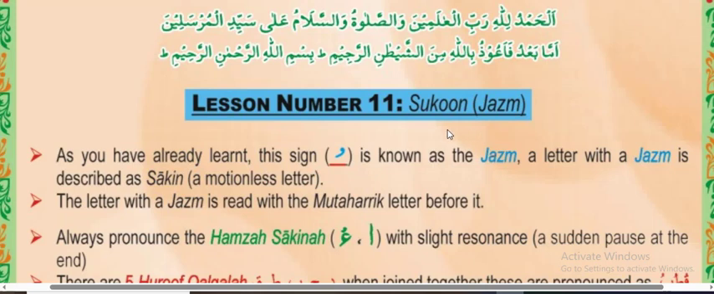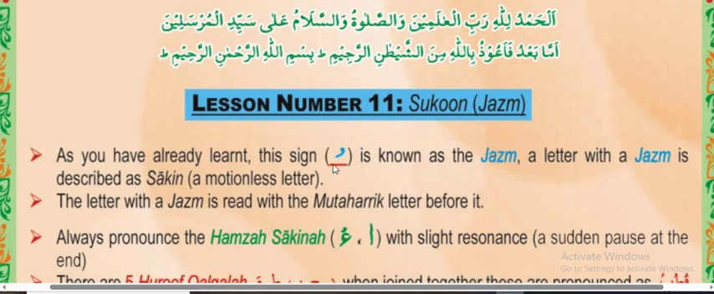It is about sukoon. Sukoon is also called jazm. Sukoon is actually a small sign, looks like dal. It looks like a small dal, but it's not dal actually. It's a sign. It is sukoon, it's a sign. This sign is also called jazm in Urdu.